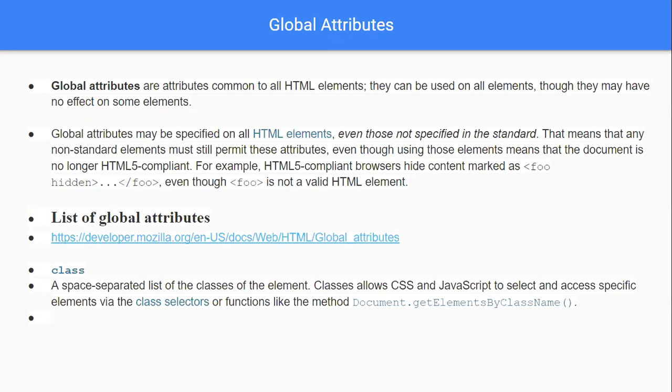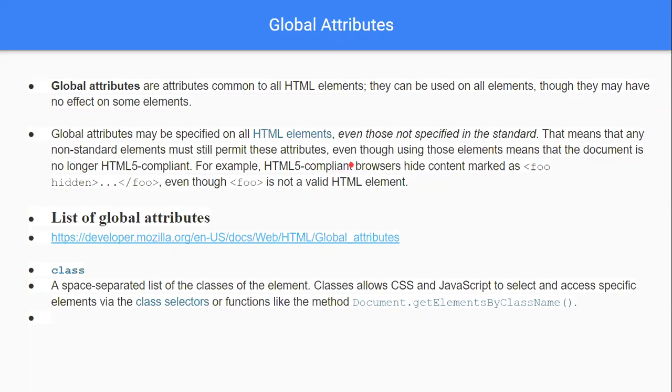So global attributes are attributes across all these HTML elements. They can be used on all elements. They might not have some effect on some. You could put one on, it's not going to break, it would throw a warning in that validator, but the page is not going to break, but it may have no effect is what they're trying to say.